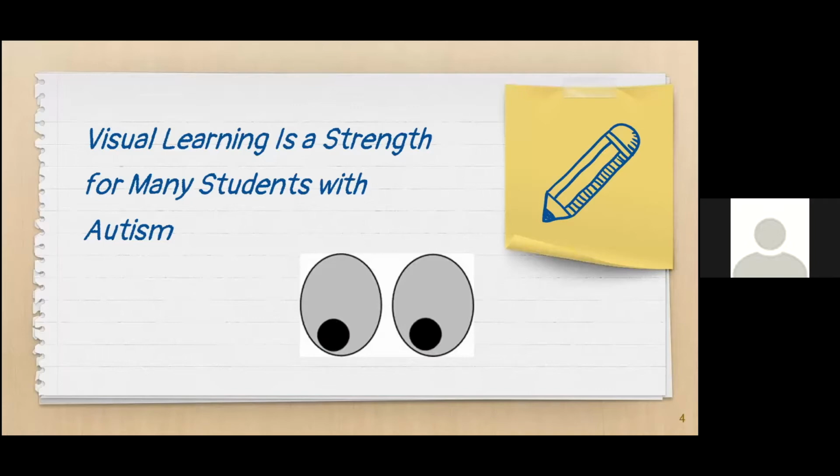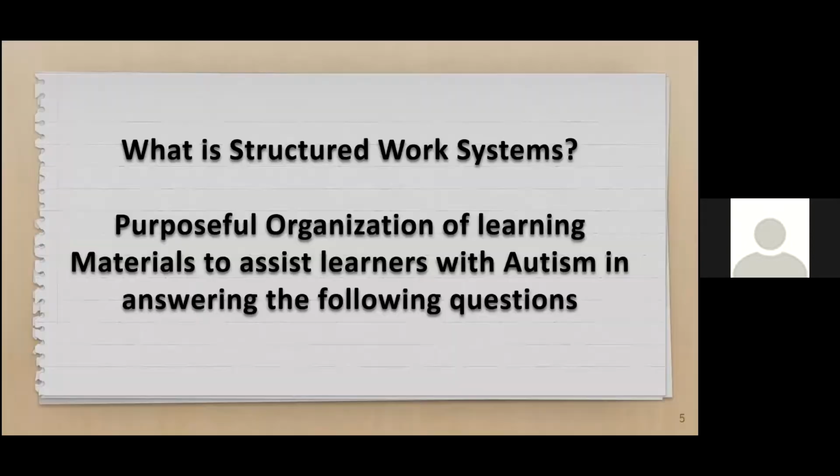So that's what I loved about structured workstations. And I like them, especially because many kids with autism, visual learning is a strength, right? And many of our kids with a variety of disabilities, visual learning is a strength. And structured work systems and structured workstations kind of capitalizes on that visual learning skill that they have that's just innate for them sometimes. So that's what I like about it.